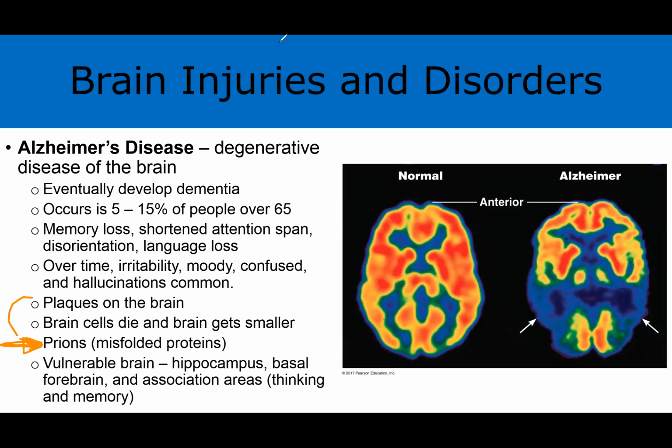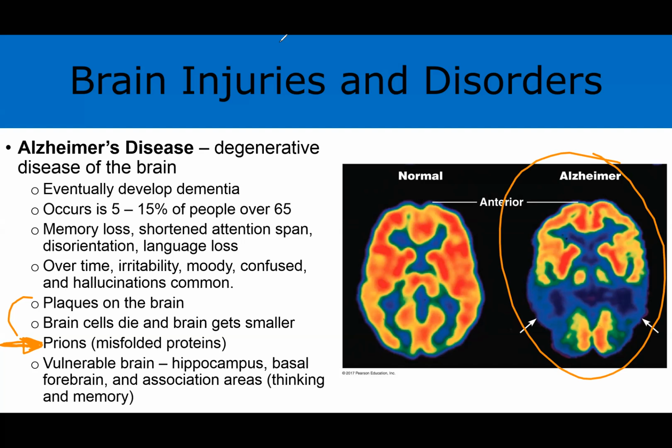As this happens, the brain cells die, and overall the brain gets smaller, which is what you can see over here in this Alzheimer's patient's functional MRI scan. The brain just becomes very vulnerable. Areas that are very vulnerable to this are the hippocampus, the basal forebrain, and the association areas, those areas that are highly associated with thinking and with memory.